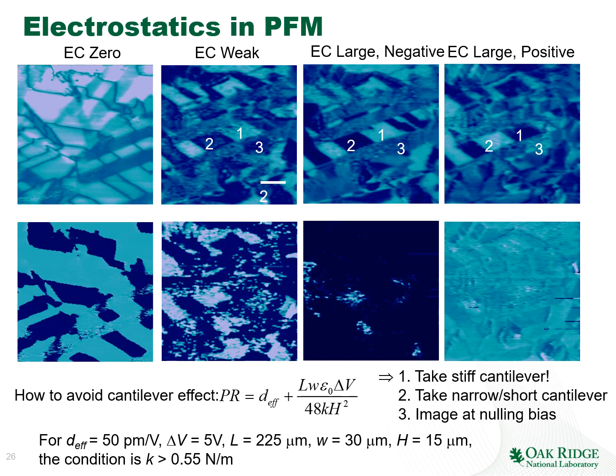So this is the data on the lead zirconate titanate ceramic, where we have the amplitude and phase. This is the case where our electrostatic signal is weak, and when it is large and negative, and when it is large and positive. Notice that for large and negative, the whole phase becomes negative. For large and positive, the whole phase becomes positive. And notice how the relative contrast of the domains 1, 2, and 3 changes.